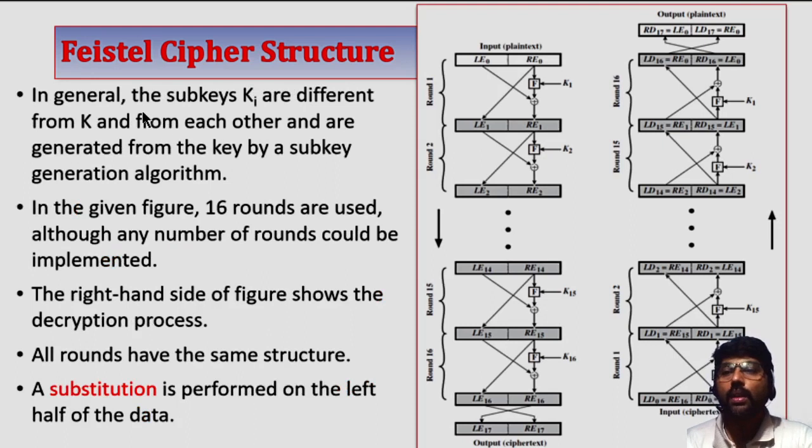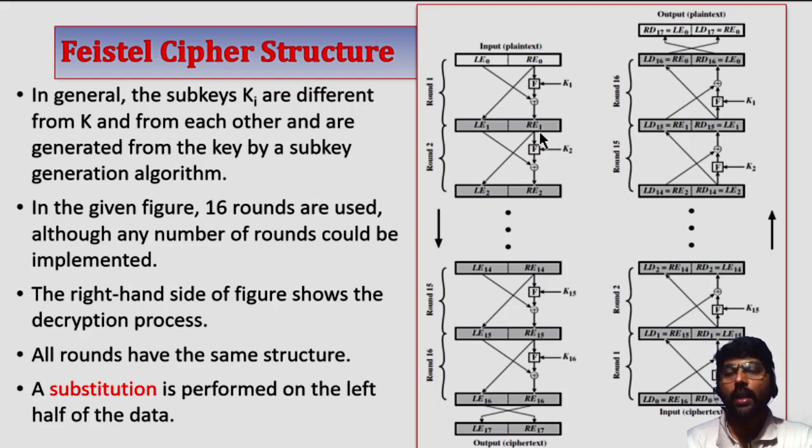Now see here, the subkeys Ki are different from K and from each other, and are generated from the key by a subkey generation algorithm. All the subkeys depend on the secret key, and they are generated in a particular order. Each subkey generation depends on the previous subkey created.